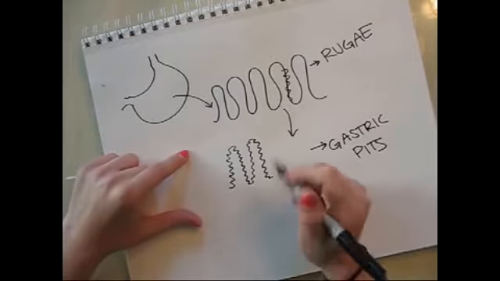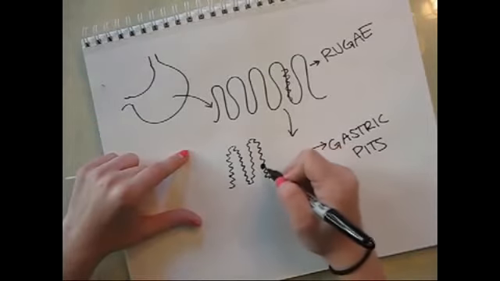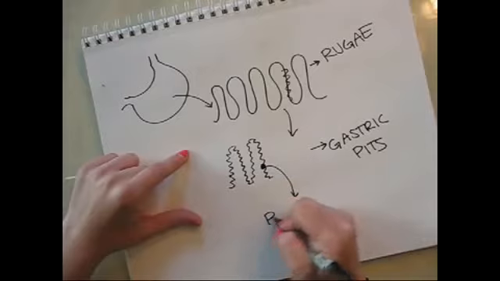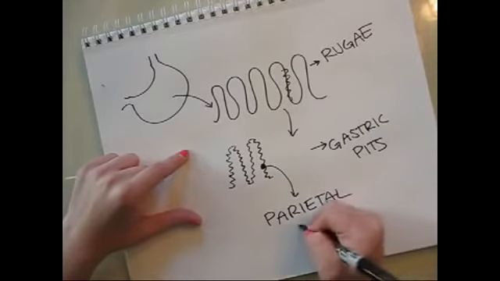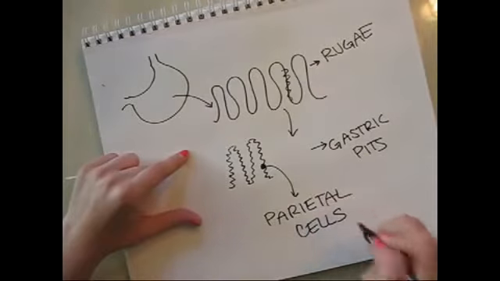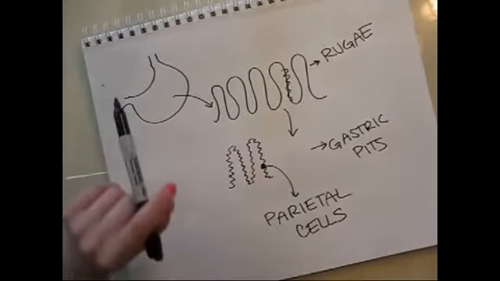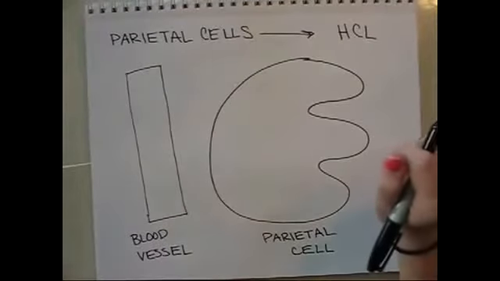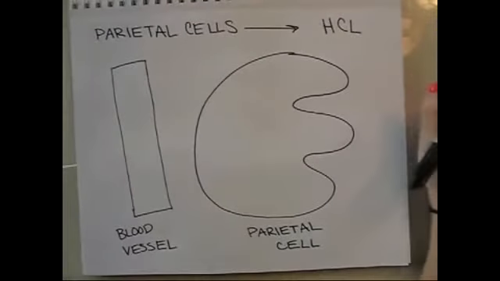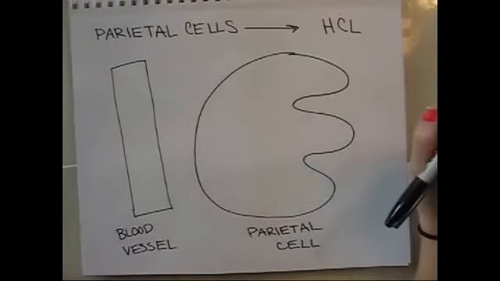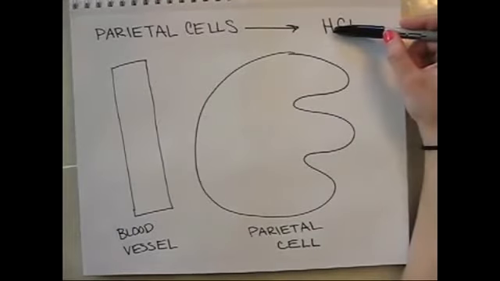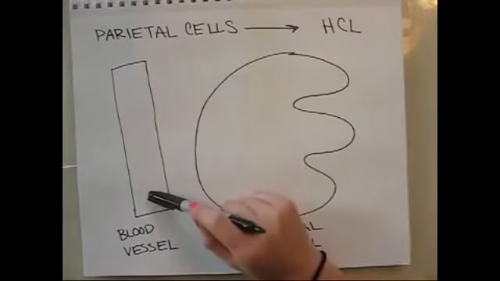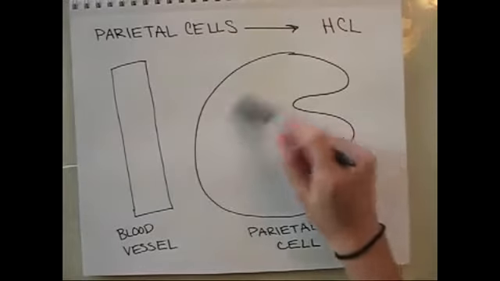And within those gastric pits, those are where we find our parietal cells. Parietal cells. Okay? Okay, so now we're going to go into step-by-step detail of how parietal cells make hydrochloric acid in your stomach. And we're going to start off with the blood vessel and the parietal cell.